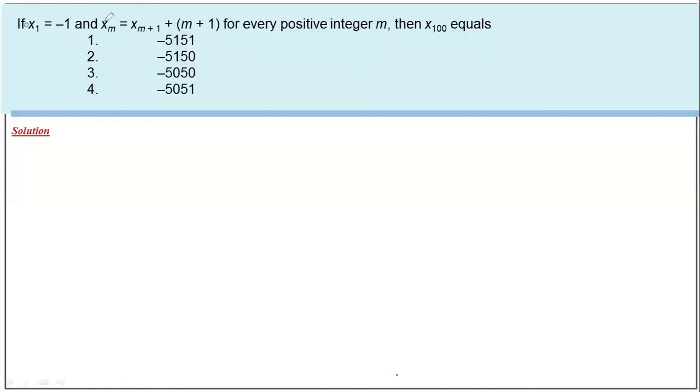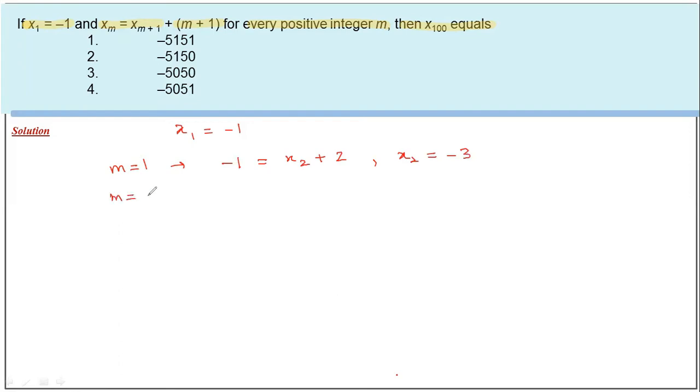If x1 equal to minus 1 and xm equal to xm plus 1 plus m plus 1 for every positive integer m, then x100 equals which of the following? So given x1 equal to minus 1, now for m equal to 1, we have minus 1 equal to x2 plus 2. So x2 is equal to minus 3.